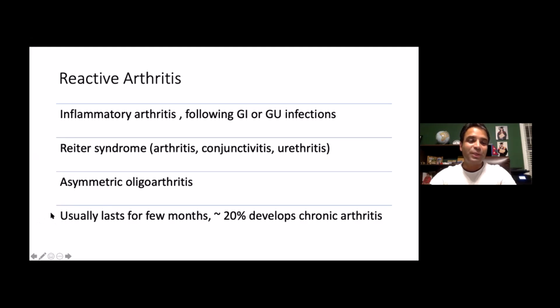They usually present with asymmetric oligoarthritis, meaning less than 4 joints involved. Typically, reactive arthritis is a self-limiting problem that doesn't become a chronic condition, but rarely, around 20% of people could have a chronic arthritis that lasts even for several years. But typically, most of the patients recover from the arthritis in the first 6 months of the problem.